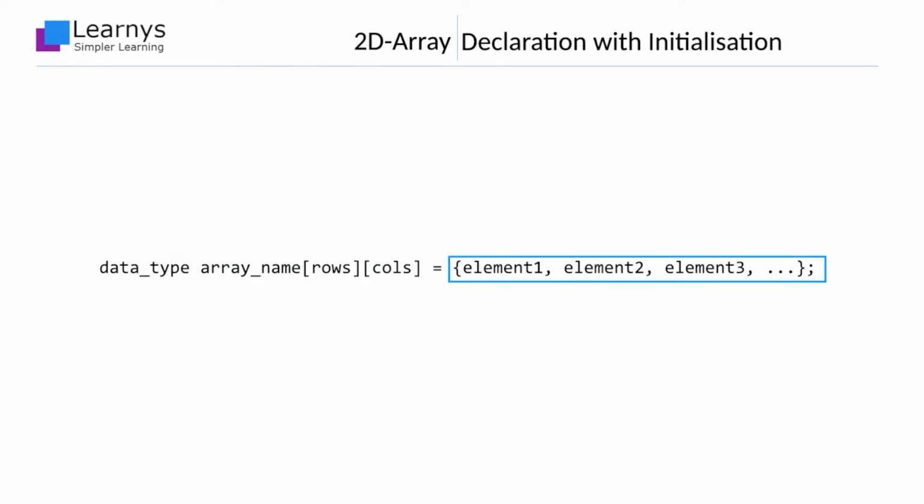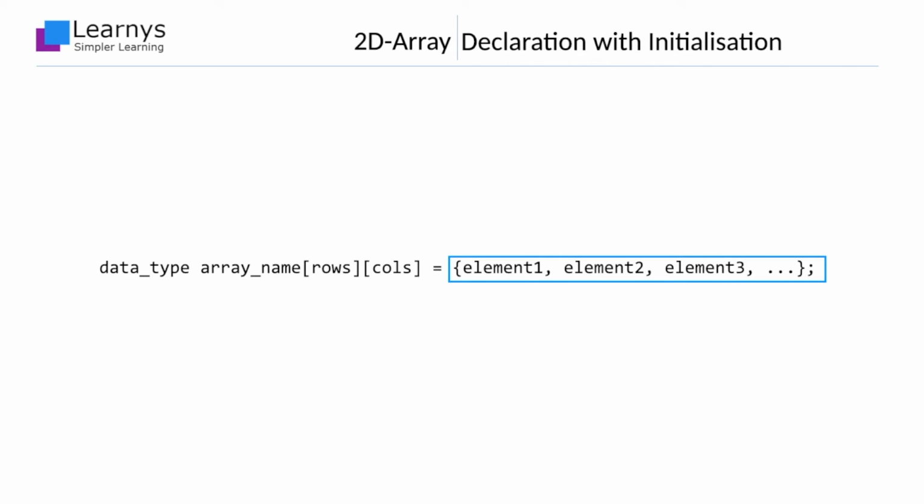The right side is new, which consists of a set of initializer elements separated by commas and contained in a pair of curly brackets. This syntax will define an array with given specifications and will initialize the array cells by making use of the given initializer elements. The first initializer element is assigned to the first cell in the first row. The second initializer element is assigned to the second cell in the first row, and so on.